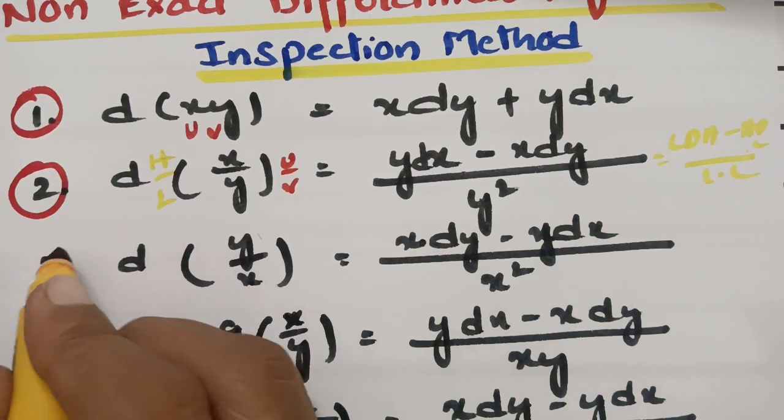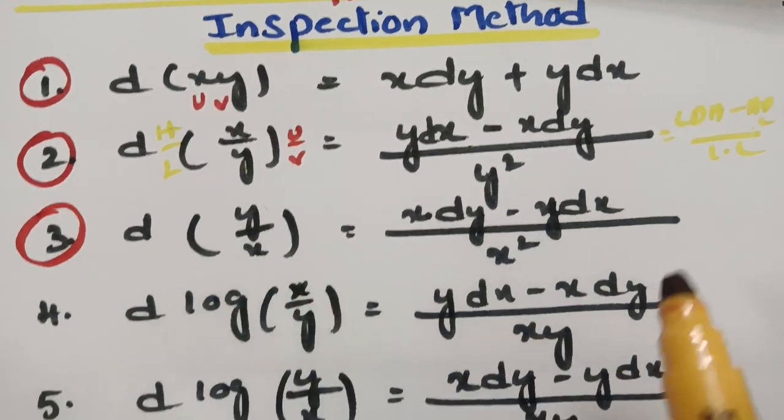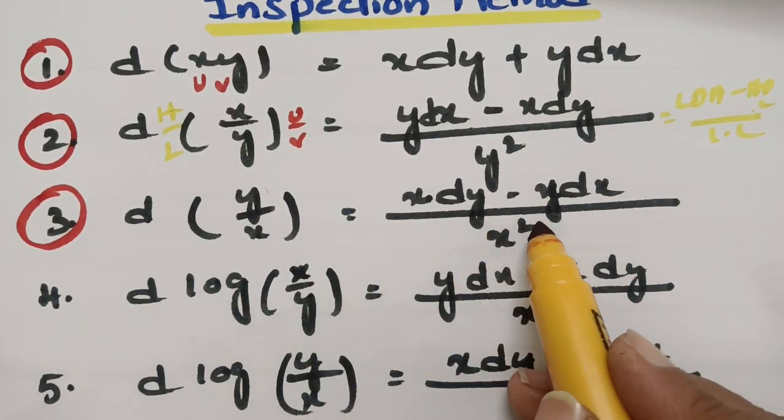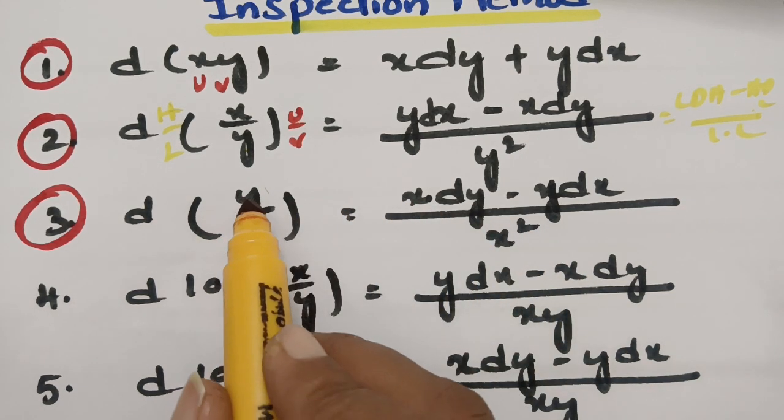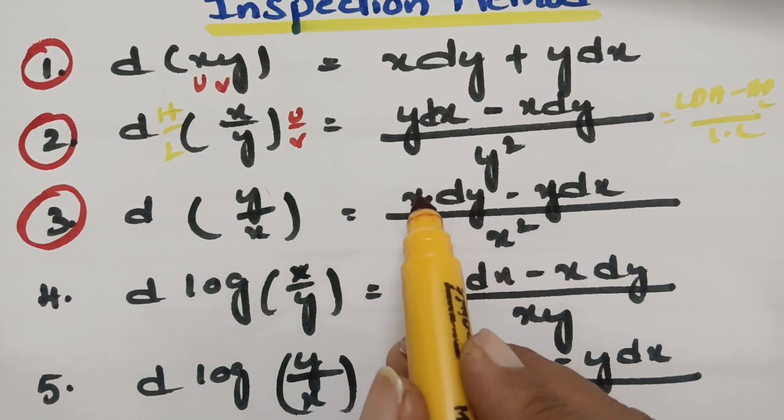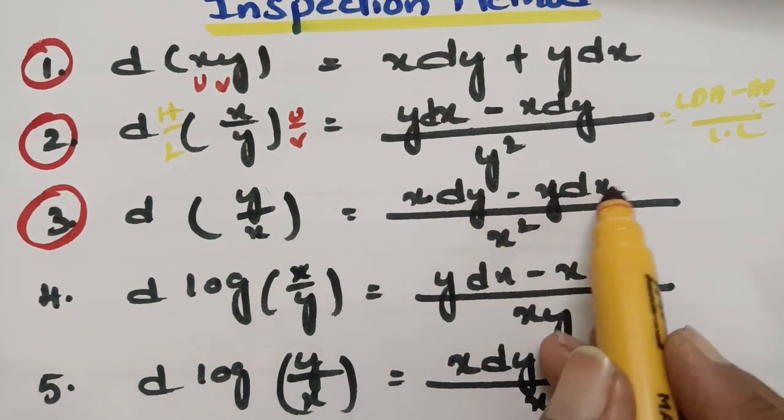And the next one here is the derivative of y by x. So here it will be x square, and we have to write x one time. Or else, if in the numerator it is y, go with the opposite variable x. Start with x dy minus y dx.